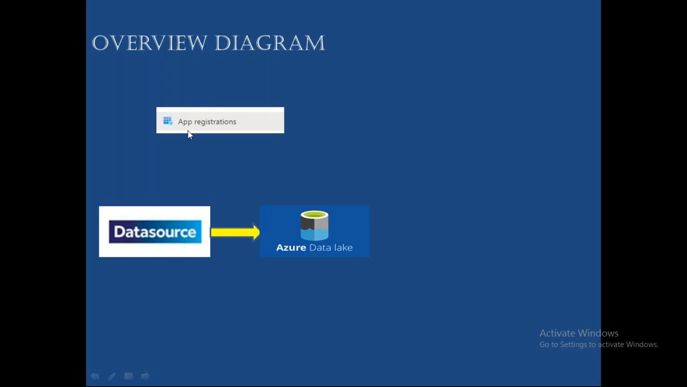What is your ID? Next, you will get a secret. Secret is basically kind of a password. So all this information I will take, you will have something called directory ID, all this information. That is the useful information from app registration.